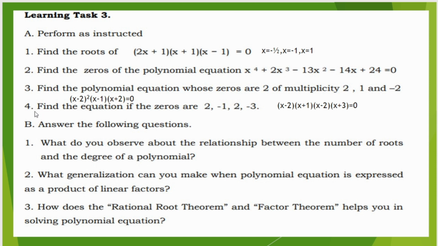Next, let's have number 4. Find the equation if the zeros are 2, negative 1, 2, negative 3. So 2 will be negative 2, so x minus 2. Negative 1 will be positive 1, x plus 1. Positive 2 will be negative 2, x minus 2. Negative 3 will be positive 3, which is x plus 3. And then we're going to evaluate things in here.